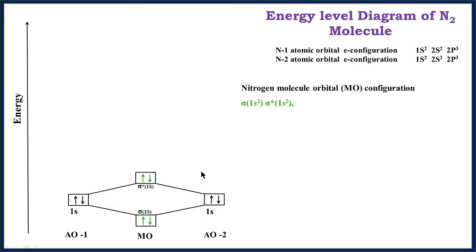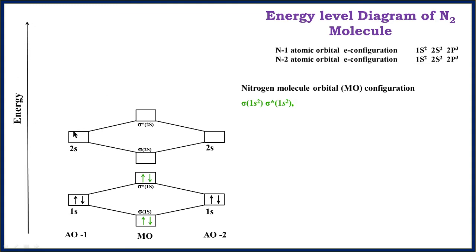Next, we can see the electronic configuration of the molecular orbitals as sigma 1s2. This is sigma 1s, two electrons are filled here. Next energy level is sigma star 1s2, because two electrons are filled here. In the atomic orbitals, a total of 4 electrons are there. These 4 electrons are filled in the molecular orbitals. Now the sigma 1s and sigma star 1s molecular orbitals are completed. Next, the 2s orbital will be overlapped with the other 2s orbital and they form molecular orbitals. Now let us see them.